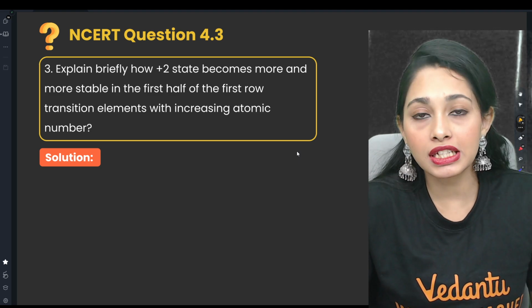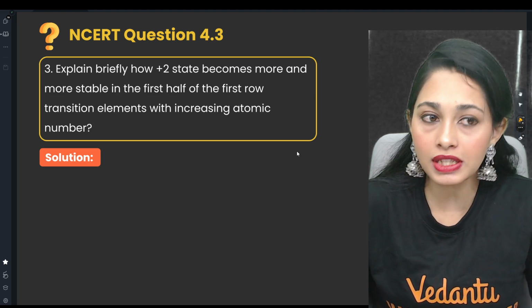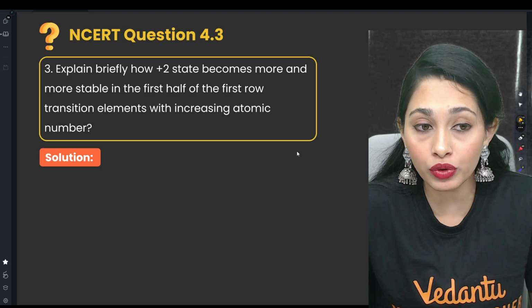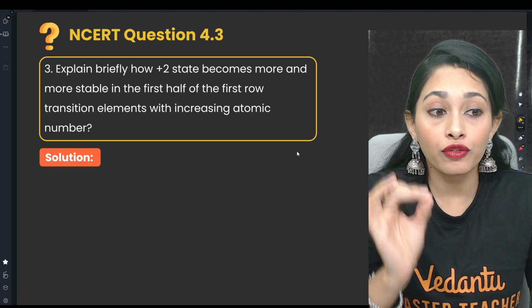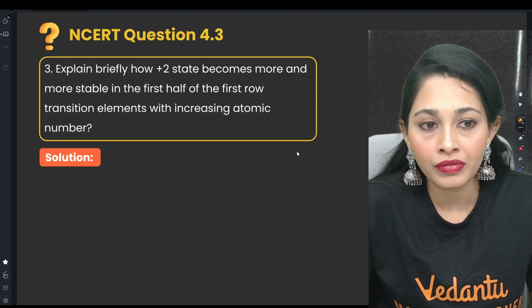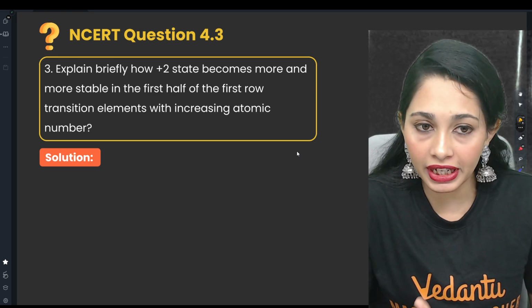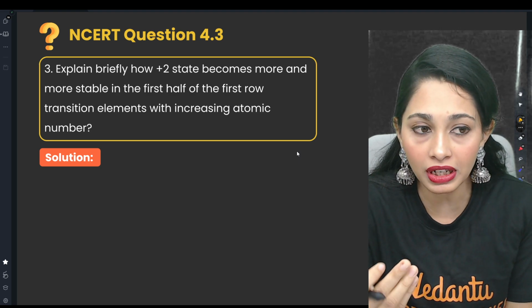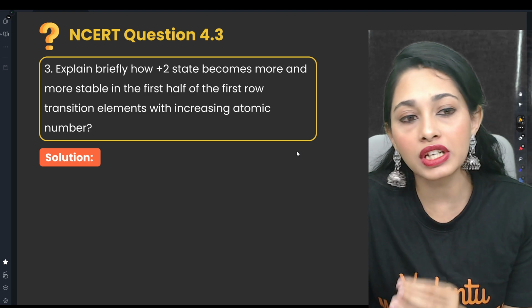We are going to discuss the third question from D and F block elements. Explain briefly how +2 state becomes more and more stable in the first half of the first row transition elements with increasing atomic number. So we are asked to explain how +2 oxidation state becomes more and more stable with respect to the first row transition elements.